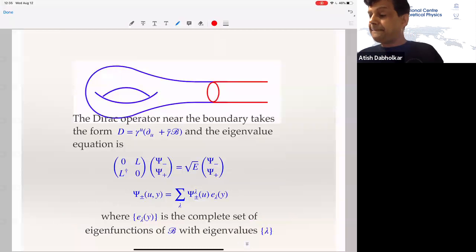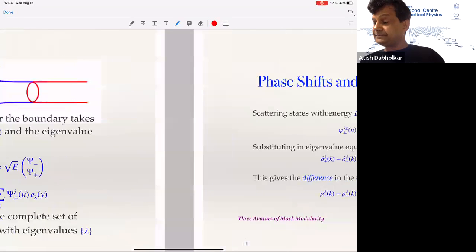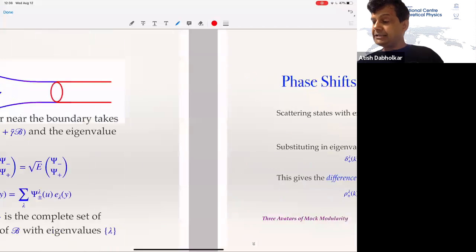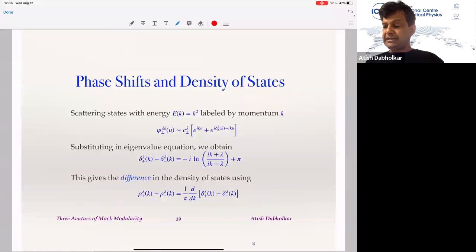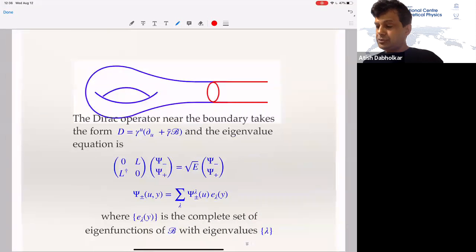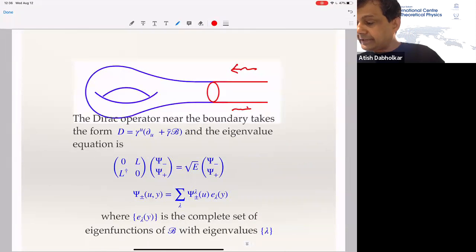For example, if you have a non-compact object like this, then the Dirac operator on such a manifold can have a continuum of states. So in addition to having some bound states, it will have some continuum of states. And using supersymmetry it is pretty easy to show why you have continuous states. Because you can do scattering from here, right? You can send in a state coming in like that and a state scattering off like that.